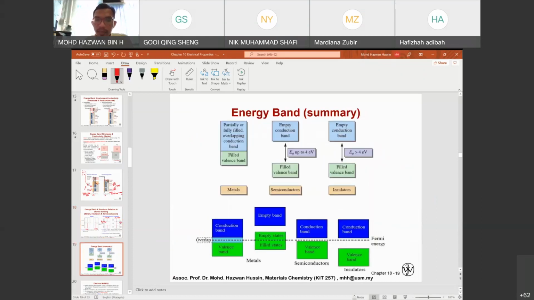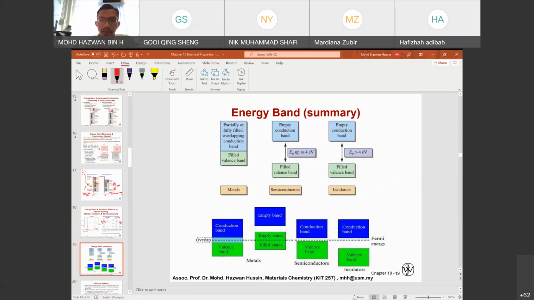Another summary that differentiates between conductors, semiconductors, and insulators. For conductors or metals, the band could be partially filled or fully filled. For insulators, you will have an energy gap that is more than 2 eV, sometimes going up to 4 eV. For semiconductors, it can be less than 4 eV or less than 2 eV.